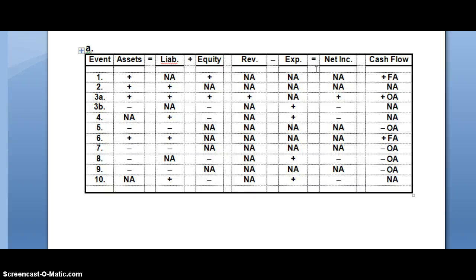So then you book it like this. Liability goes up, equity goes down, expense goes up, net income goes down.